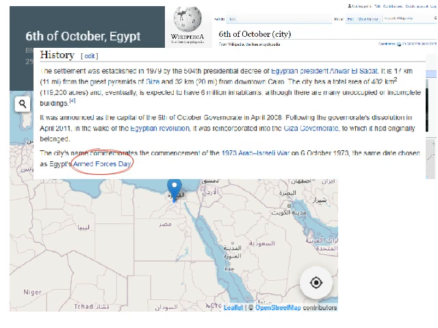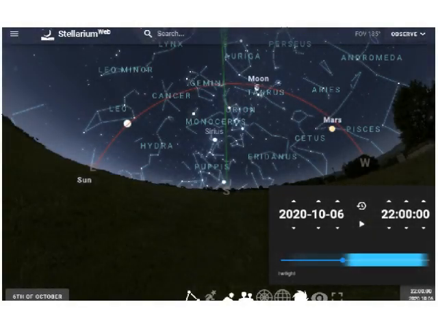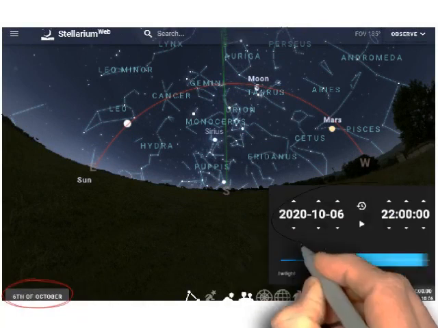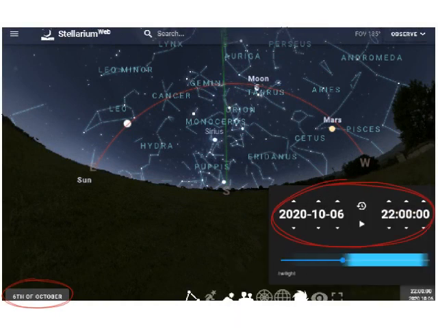So of course we queued up in Stellarium a screenshot of the location from the viewing perspective of somebody who was actually in the city called the 6th of October in Egypt, and we queued up the date for the 6th of October, and we did it for what we commonly call this year, 2020. And I did this, as you can see at the time there, for 10 o'clock p.m.